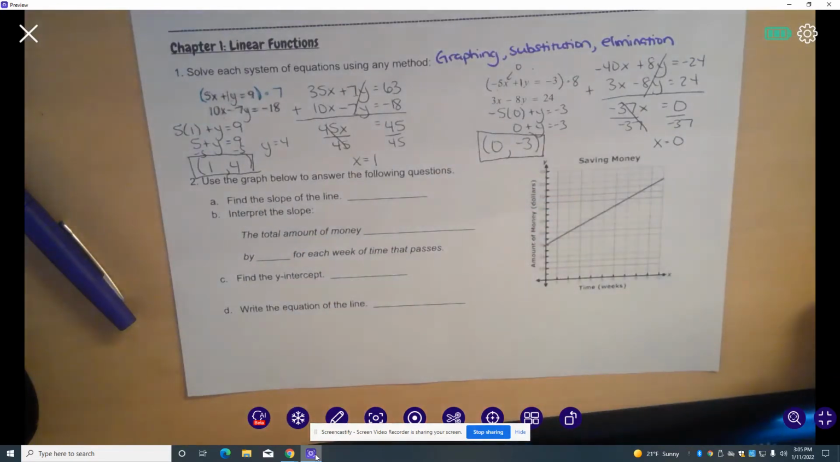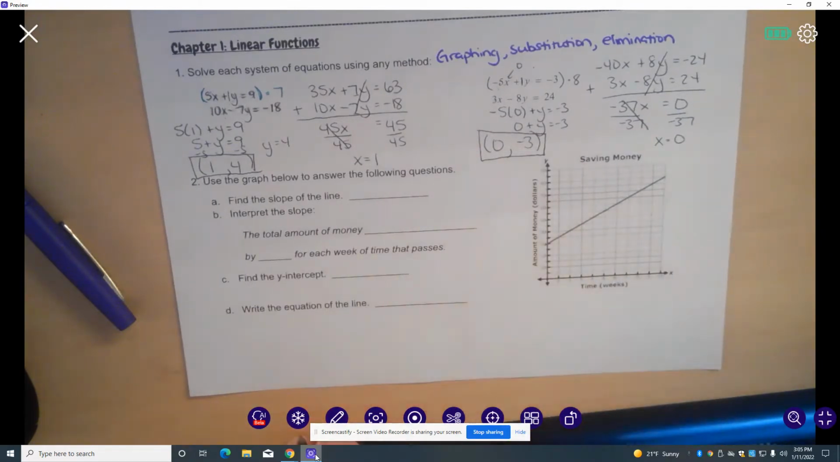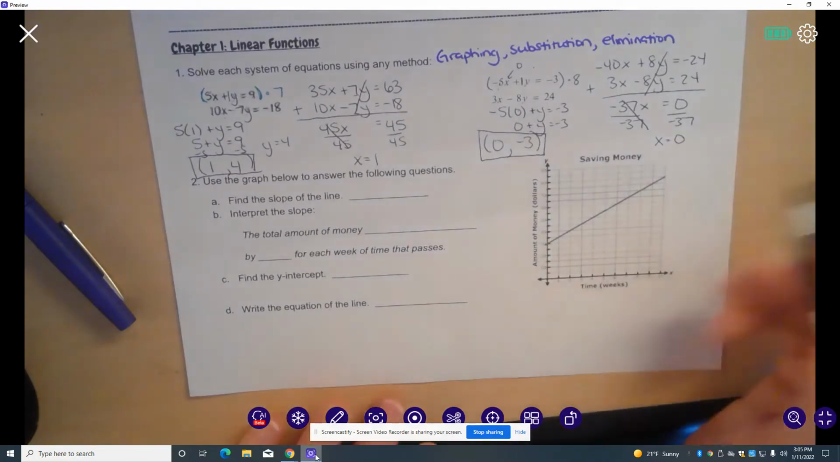In this video we're going to cover number 2 and number 3 for chapter 1 on the final exam review. In number 2, we're going to be using this linear graph to answer some questions. So in part A, we need to find the slope of this line.